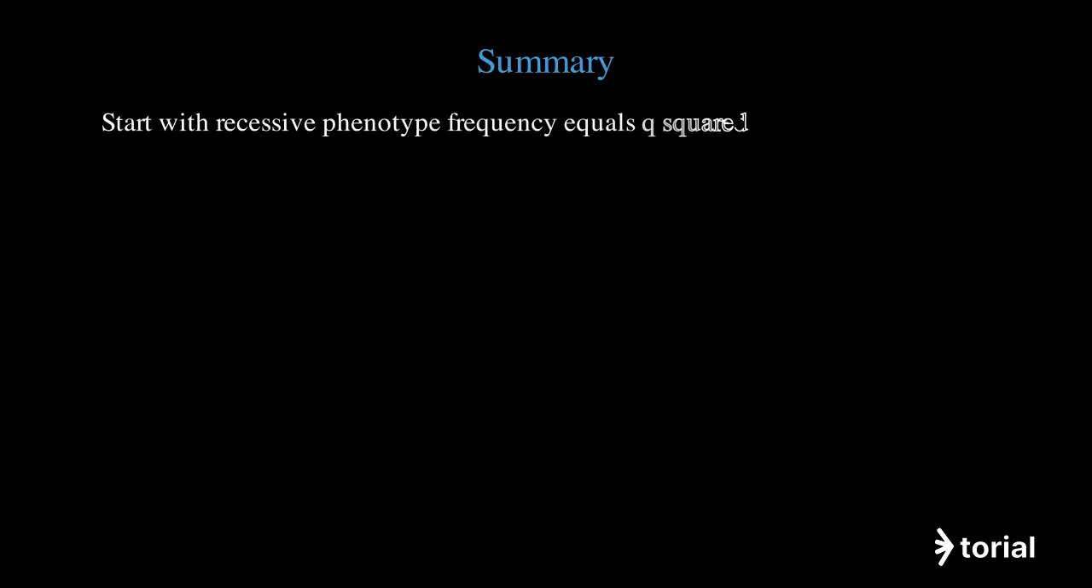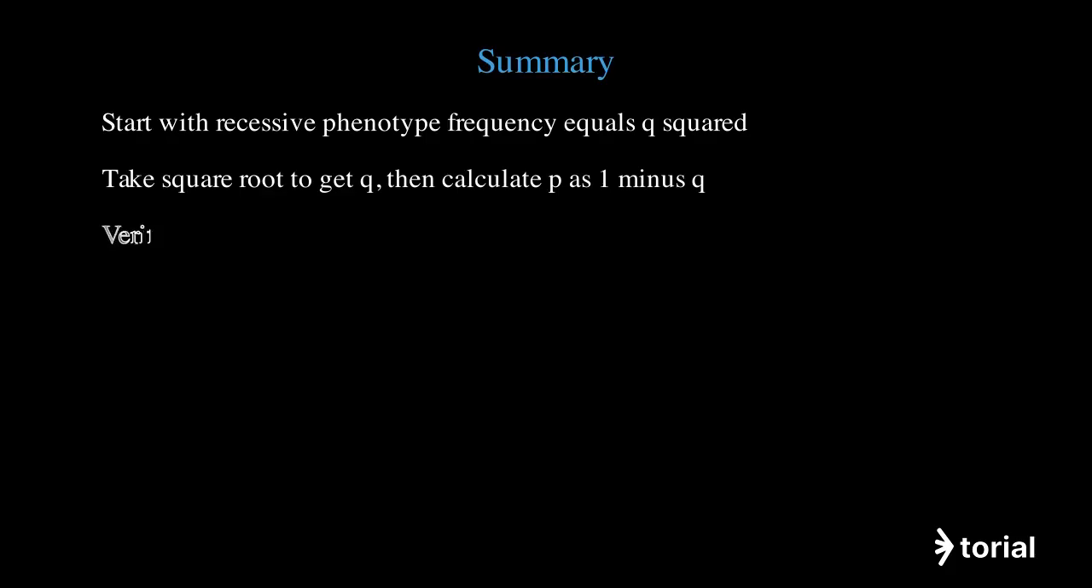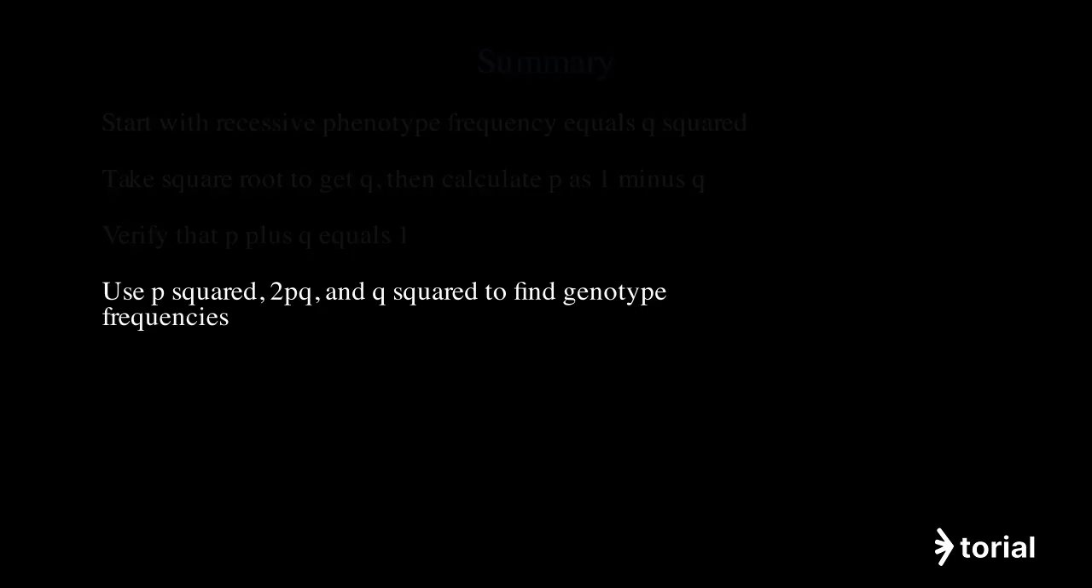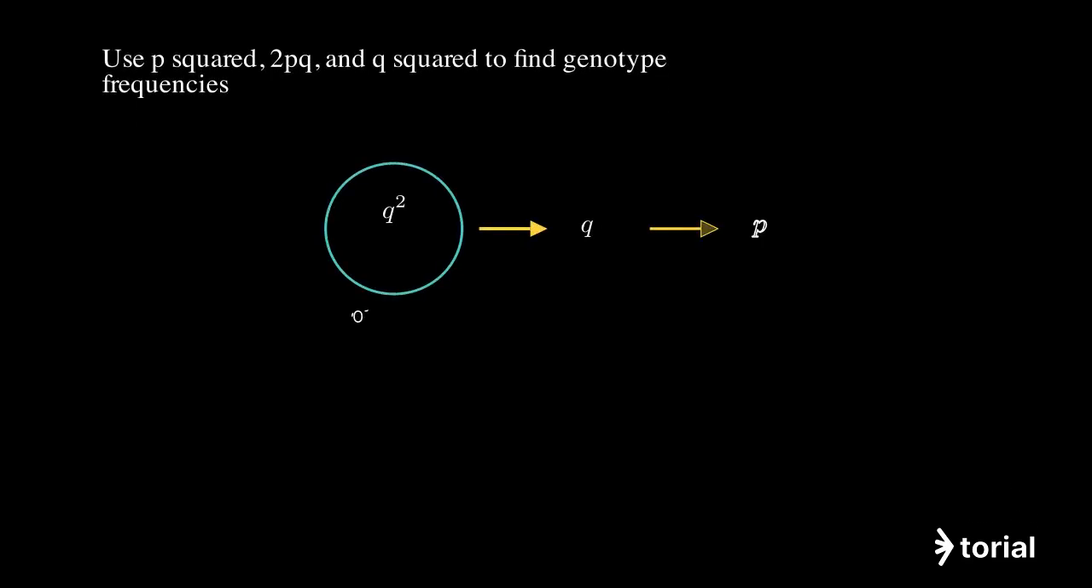Always start with the recessive phenotype frequency, which directly gives you q squared. Take the square root to get q, then calculate p as 1 minus q. Always verify that p plus q equals 1. You can then use p squared, 2pq and q squared to predict genotype frequencies in the population. Remember, observable phenotype data gives you q squared, which leads to q, which leads to p. This is the pathway from what you can see to the underlying allele frequencies.